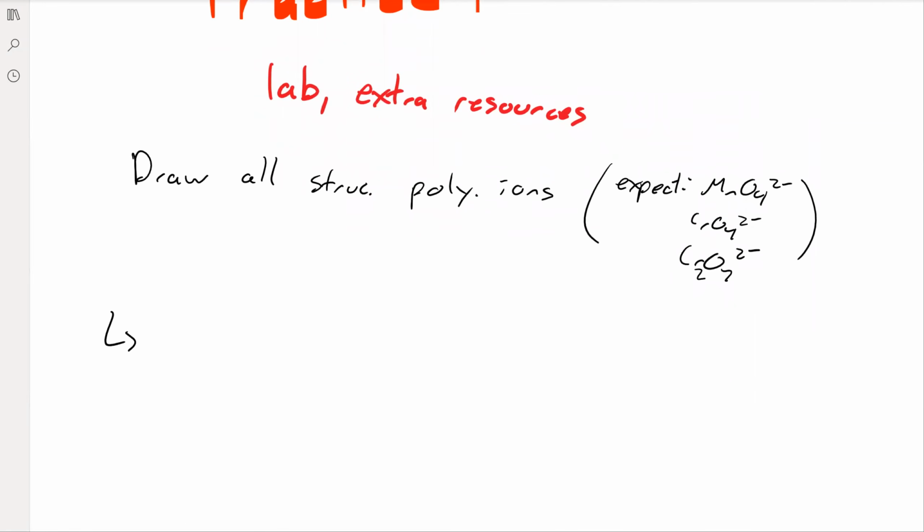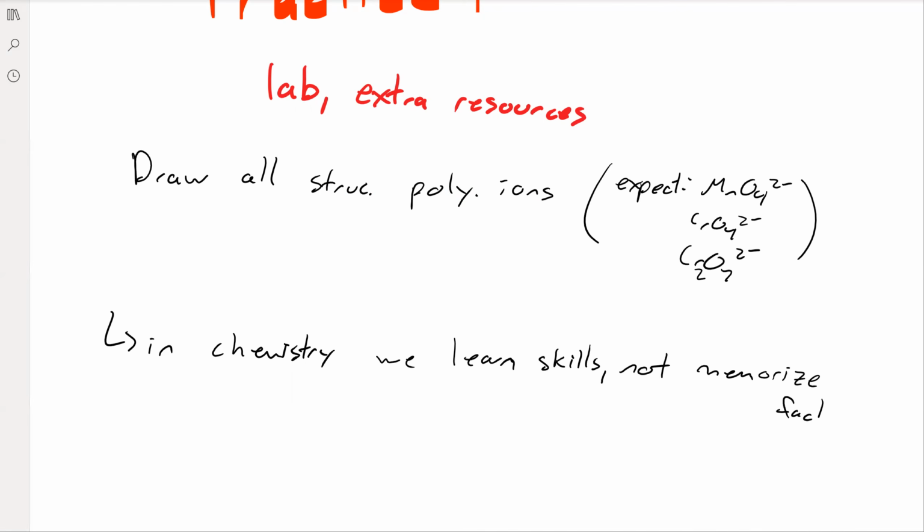But the overall theme here is in chemistry, we learn skills, not memorize facts. So you've got to learn how to do things, and the best way to learn how to do things is to practice doing them, right? You don't just want to sit there, watch videos, try to remember facts. You need to get in there, get your hands dirty, and get some practice.